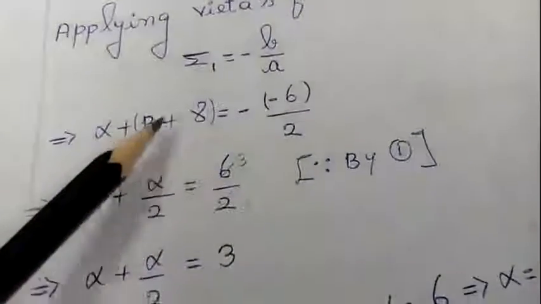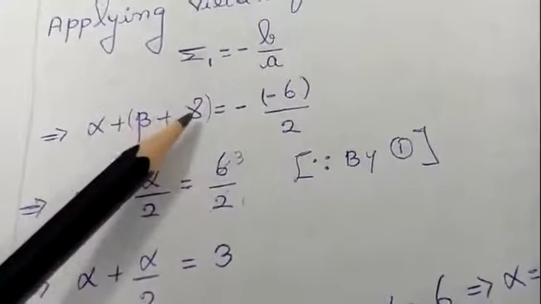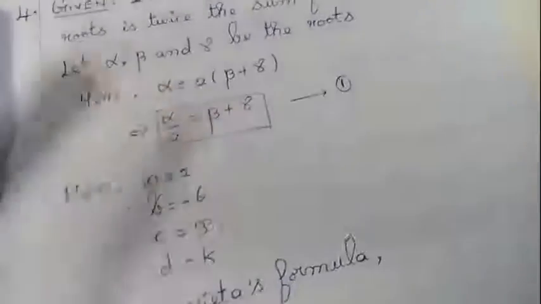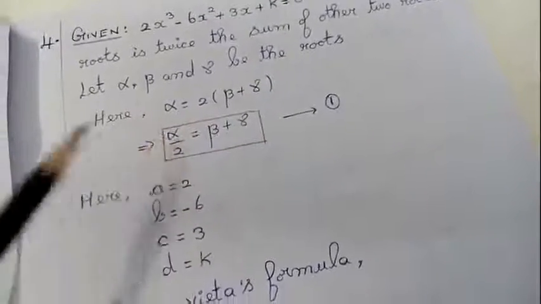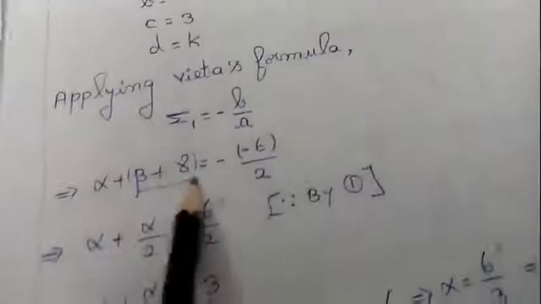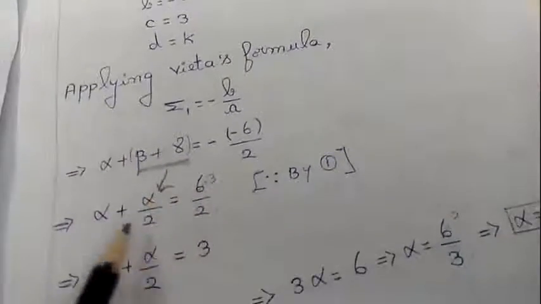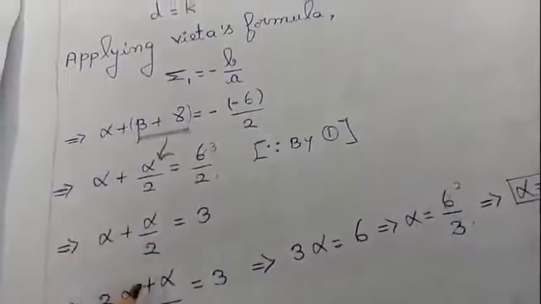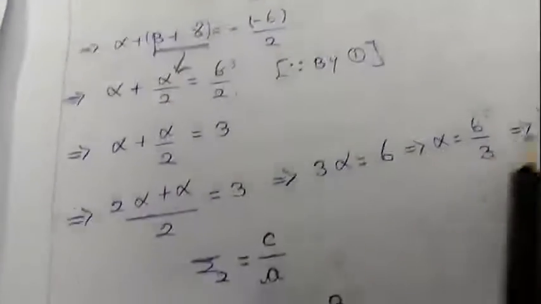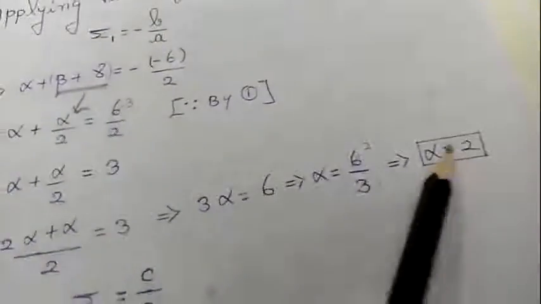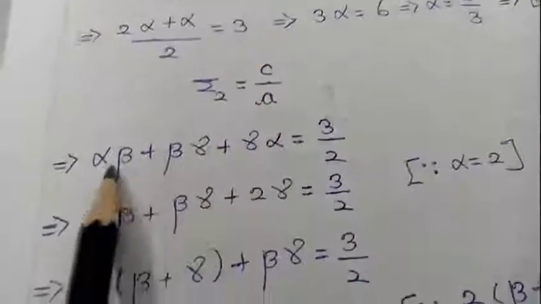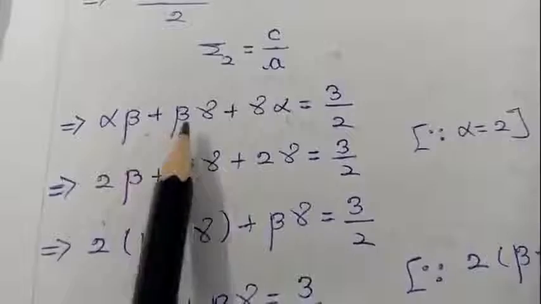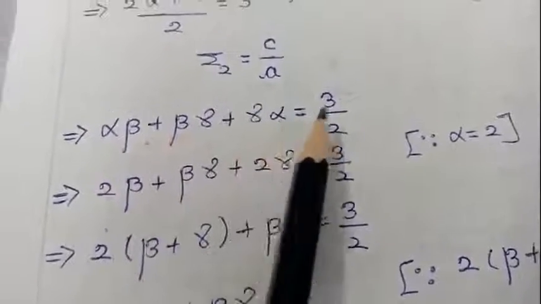In place of beta plus gamma, I am going to replace it using equation 1, which can be written as alpha by 2. So in place of this, I am going to replace the value as alpha by 2. You do the calculation and the final answer you are going to get is alpha equal to 2. Coming to summation 2 equal to C by A, you are going to pair alpha beta plus beta gamma plus gamma alpha equal to 3 by 2.